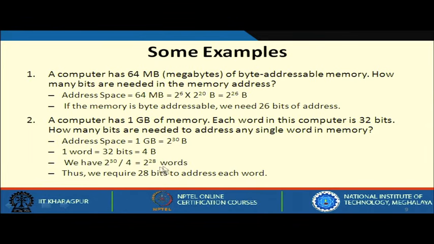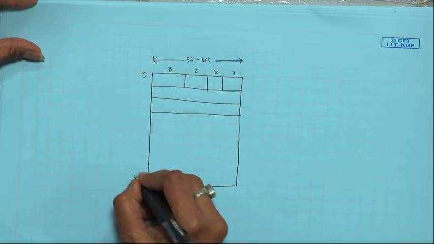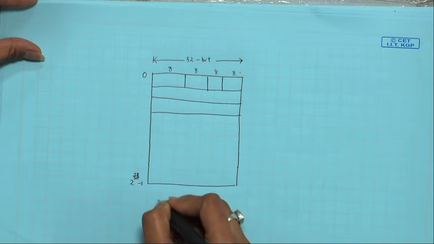Now, total address space is 2 to the power 30 byte, and if individual word is 32 bit, then how many total words are possible? 2 to the power 30 divided by 4, that is equivalent to 2 to the power 28. So, 2 to the power 28 words will be possible. Thus, we require 28 bits. So, this will change from 0 to 2 to the power 28 minus 1. So, it will not be 2 to the power 30.